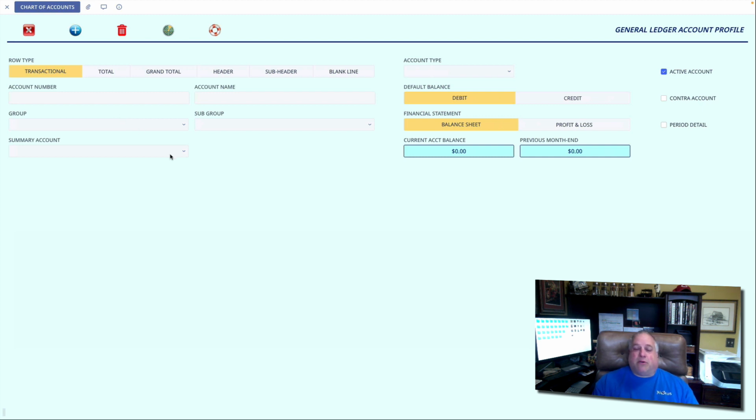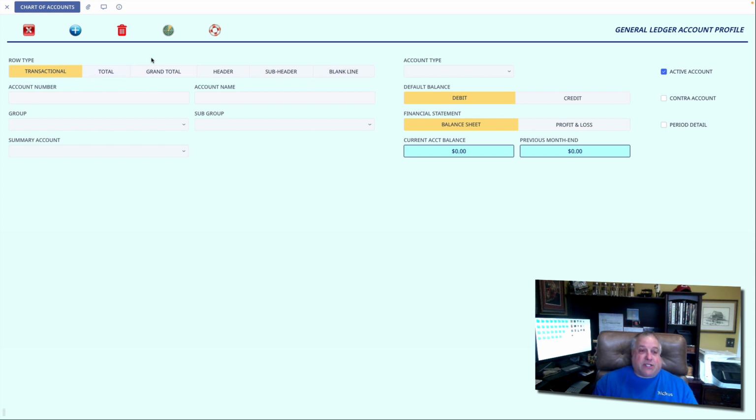The first thing to remember when setting up your chart of accounts is this is not only going to be used to group and categorize financial transactions, but your chart of accounts is going to drive the format and the visual appearance of your financial statements. That's why we see two different kinds of accounts here in this row type. We have financial accounts, transactional, totaling, and grand totaling accounts. And we also have formatting accounts, headers, subheaders, and blank lines.